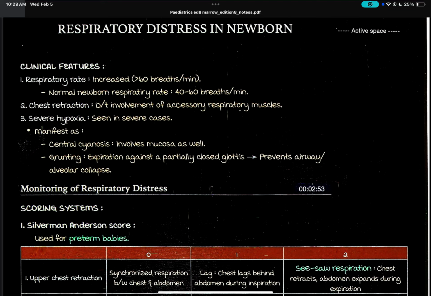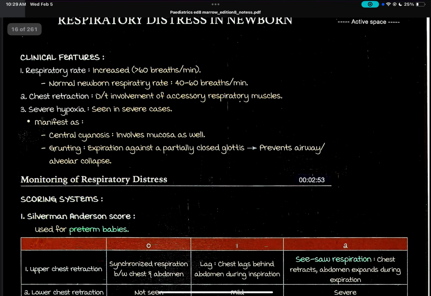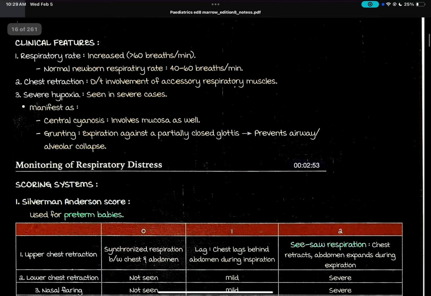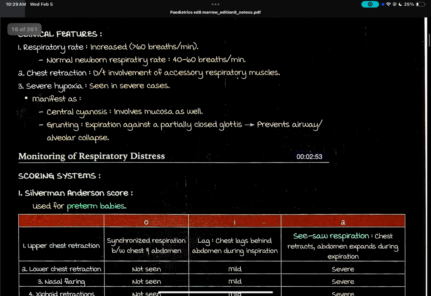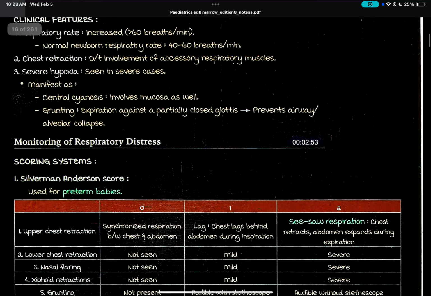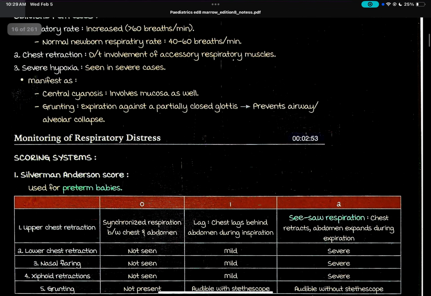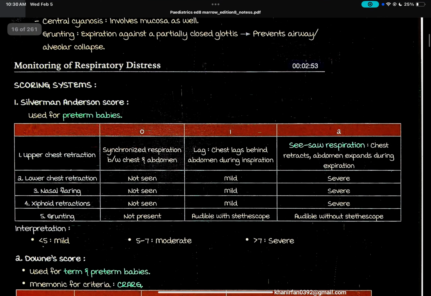Chest retraction. It is due to involvement of accessory respiratory muscles. Severe hypoxia is seen in severe cases. It manifests as central cyanosis, which involves the mucosa as well. Grunting is expiration against a partially closed glottis, which prevents airway and alveolar collapse.